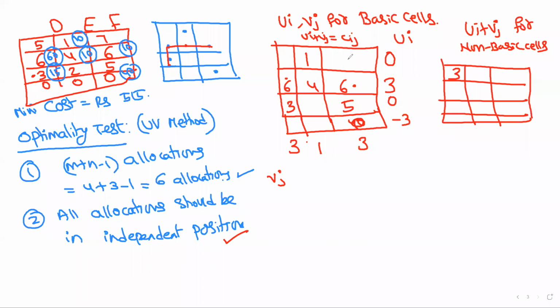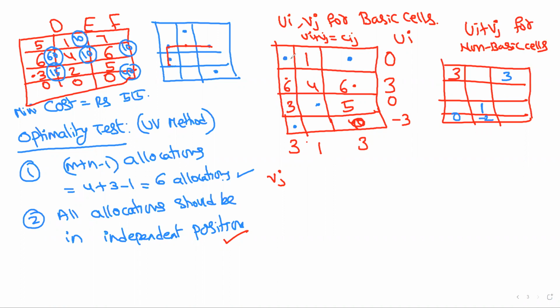Now here, this is a non-basic cell: 0 plus 3, 3. And this is a non-basic cell: 1 plus 0, 1. And this is a non-basic cell: 3 minus of minus 3, 0. And this is a non-basic cell: 1 minus 3, minus 2. That's all. For non-basic cells, I calculate Ui and Vj.